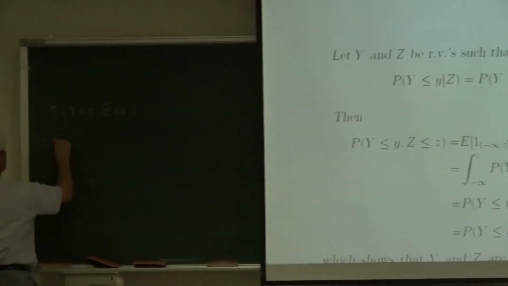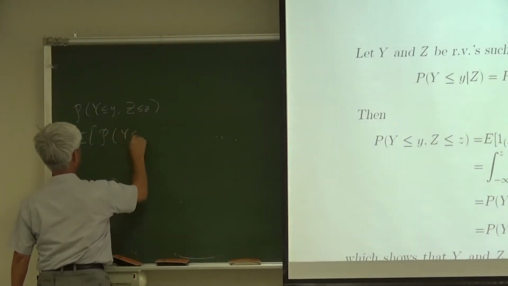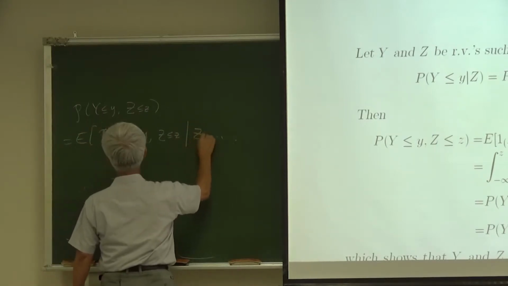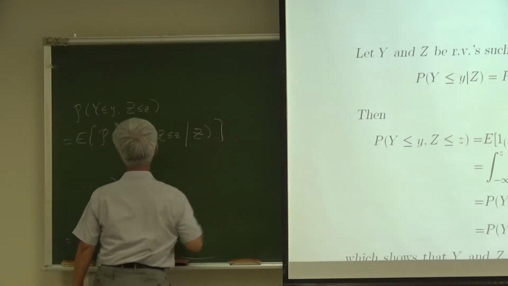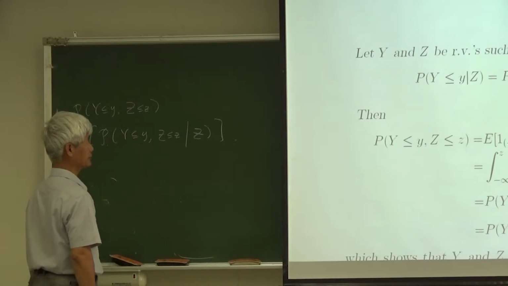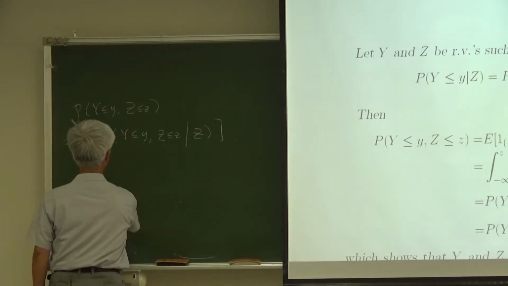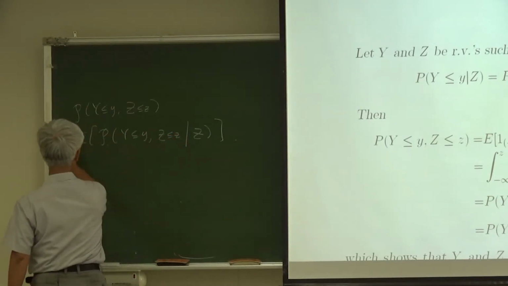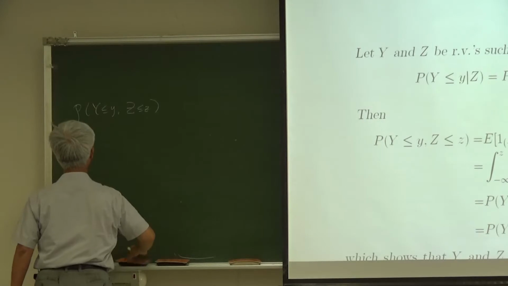Okay. So the unconditional joint probability can be expressed, first of all, by conditioning on Z and then taking the expectation. But if you think this is hard to realize, then I can go through another way.